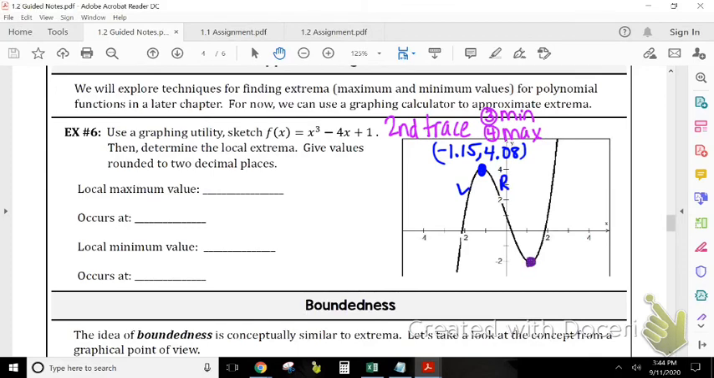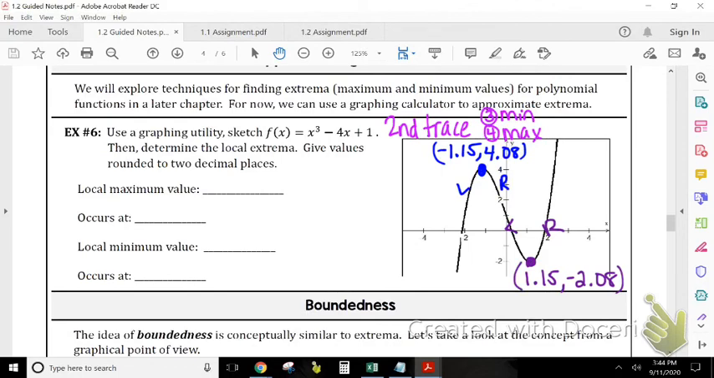Then let's go find this minimum. It's a minimum, so I'm going to go back to second, trace, minimum. It says left bound, so I'm going to come somewhere over here. You're probably going to find the cursor is on top of that maximum because that's what it just found, so bring it down a little bit. Don't get into the curve there. Bring it down and hit enter. Then it says right bound, so come over to the right side of it somewhere and hit enter. Don't care about guess, so hit enter. And it's going to tell you 1.15, comma negative 2.08.